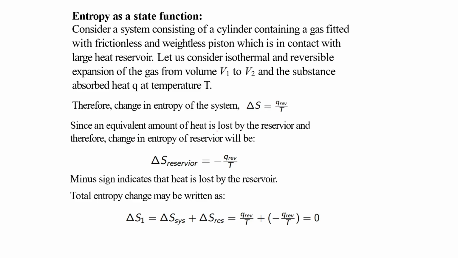An equivalent amount of heat is lost by the reservoir, and therefore the change in entropy of the reservoir, here the surroundings, we can say. So delta S of the reservoir has a minus sign here, Q is negative because the reservoir is losing heat. So the minus sign indicates the heat is lost by the reservoir. So total entropy change is delta S system plus delta S reservoir or surroundings, so Q reversible by T minus Q reversible by T. So we get 0 here because the process is reversible.